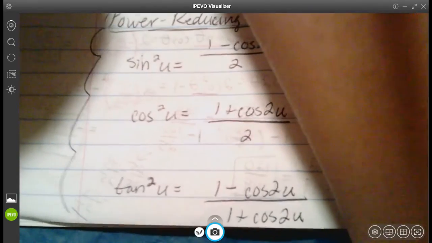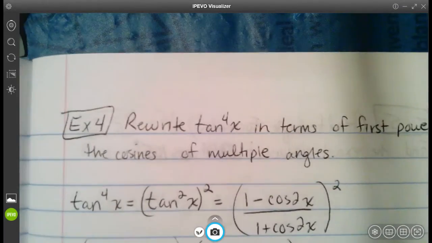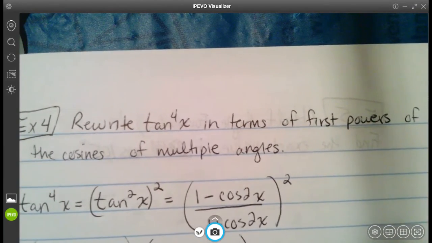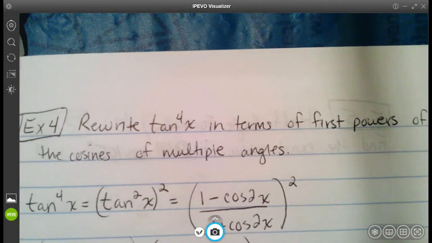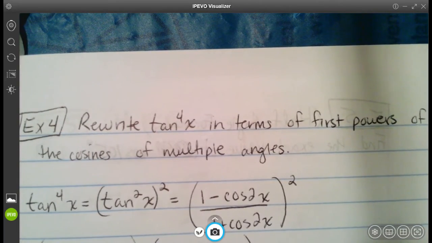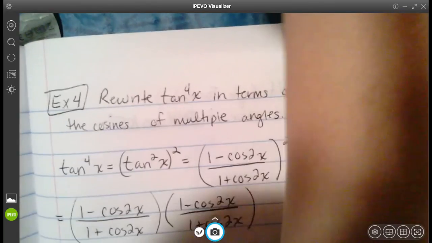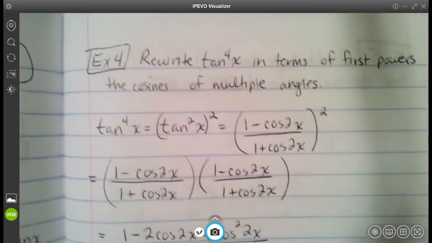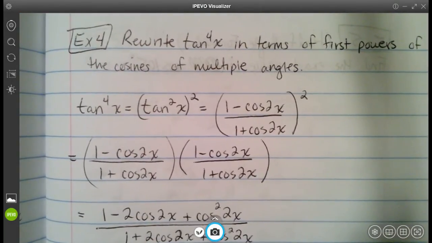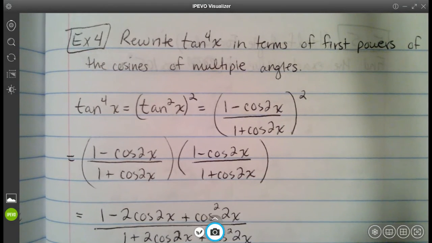Okay, let's look at this monster of a problem. We have example number 4, which is rewrite tangent of x to the fourth power in terms of first powers of the cosines of multiple angles. So that sounds super complicated, but it's actually not that bad. It's a little bit bad, but not that bad. So I'm going to show you the solution to this one because it is a very lengthy problem.